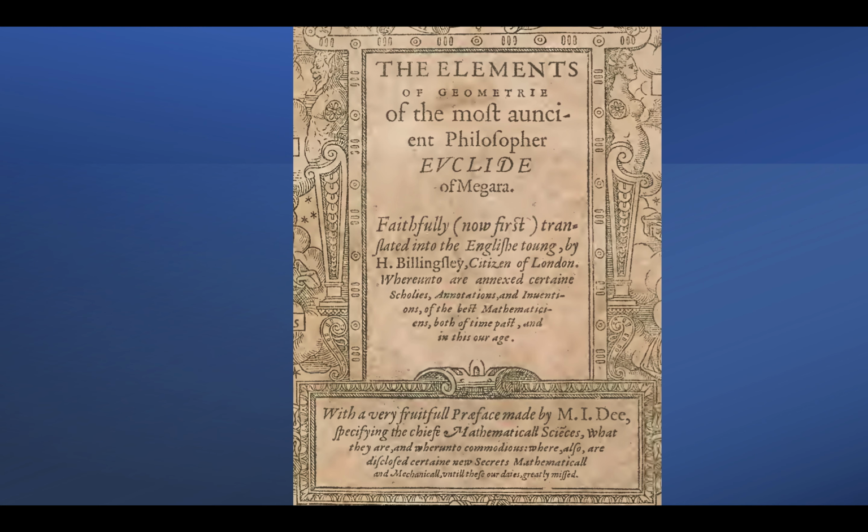We're going to really zone in on this very important book, The Elements of Geometry of the Most Ancient Philosopher Euclid of Megara, faithfully now first translated into the English tongue by H. Billingsley, citizen of London, whereunto are annexed certain scholarlies, annotations and inventions of the best mathematicians both of time past and in this our age. With a very fruitful preface made by Mr. John Dee, specifying the chief mathematical sciences, what they are, and whereunto commodious, where also are disclosed certain new secrets, mathematical and mechanical, until these our days, greatly missed. That's important, which is why I'm emphasising it.